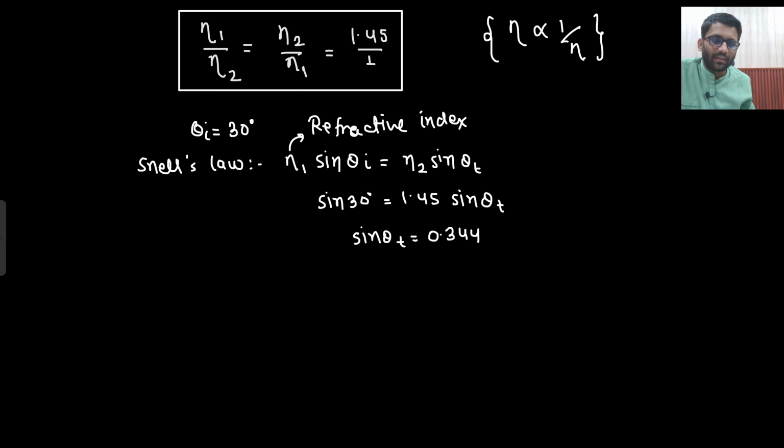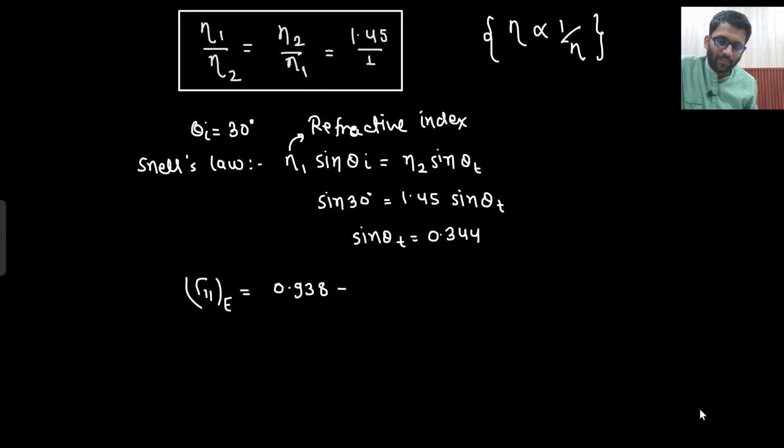Now if I write down this formula, that is our Γ parallel E. So that would be cos θt. So cos θt I need to get from here. So what I can do, 0.344 is there. So from here I can get cos θt. So let me take the calculator. Now everything is based on formula only. You can apply the formula and get the results. cos θt is coming out to be 0.938.